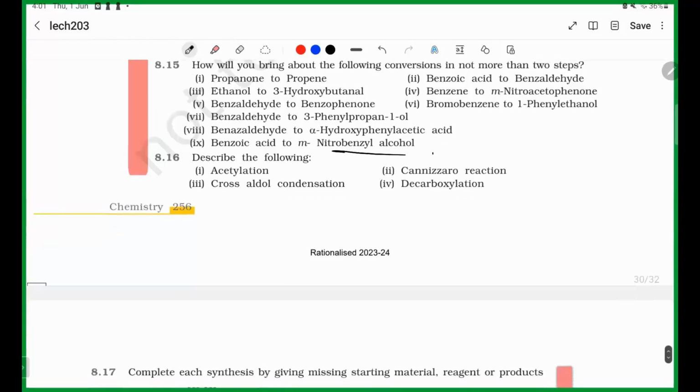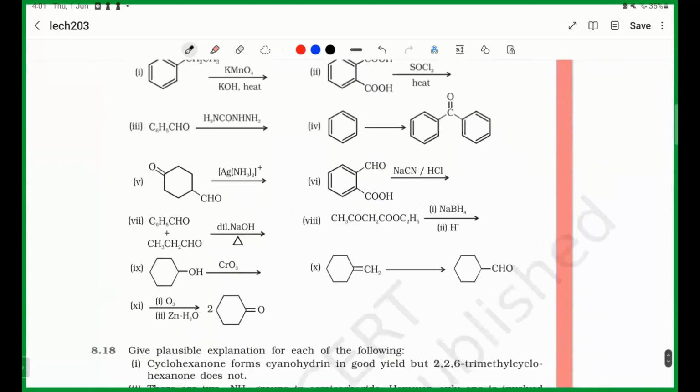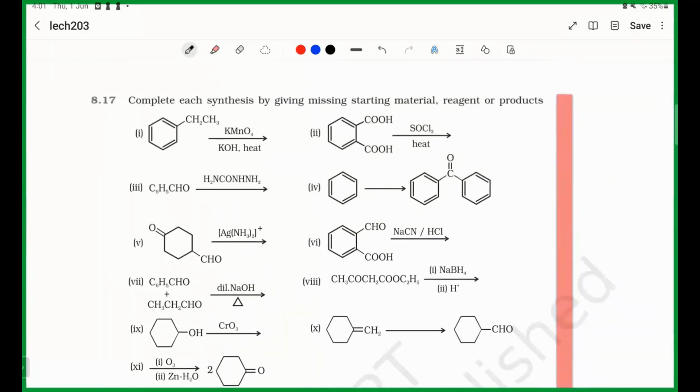Next, we have decarboxylation. Decarboxylation is a process of introducing NaOH and CaO to remove a carboxyl group. So RCOONa plus that gives you RH plus Na2CO3. Okay, complete the synthesis by giving the missing starting material, reagent or product.